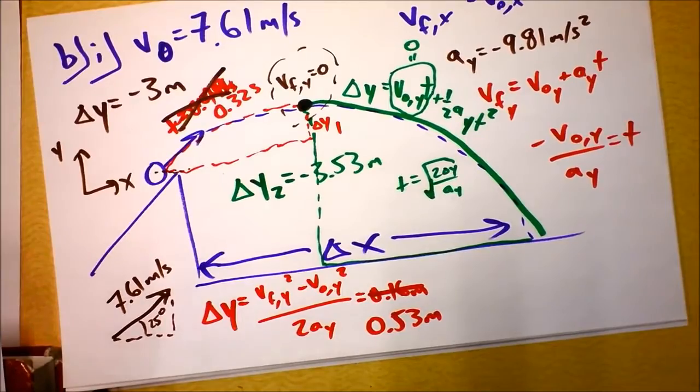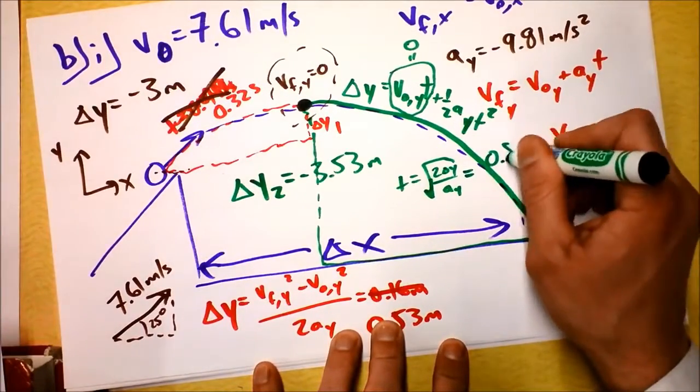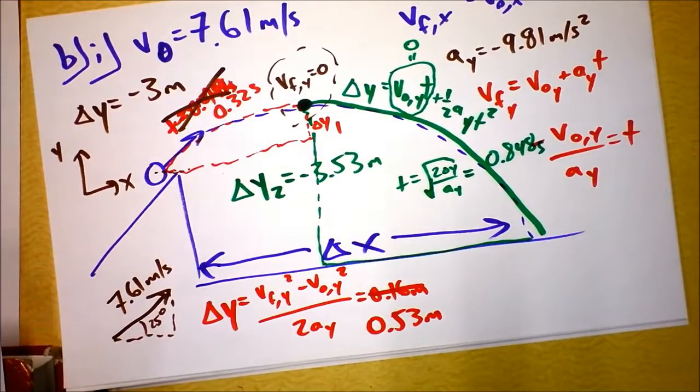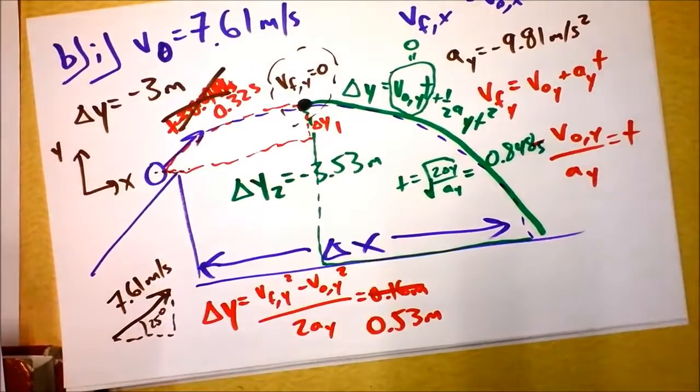Yeah, sure. What is that, 3.53? Delta y. Oh, super. So I'm going to plug this in right here. This time is 0.848 seconds. Is that reasonable? Yes. Yeah, sure, might as well be. So I'm going to take that time and add it to that time right there. Why not?